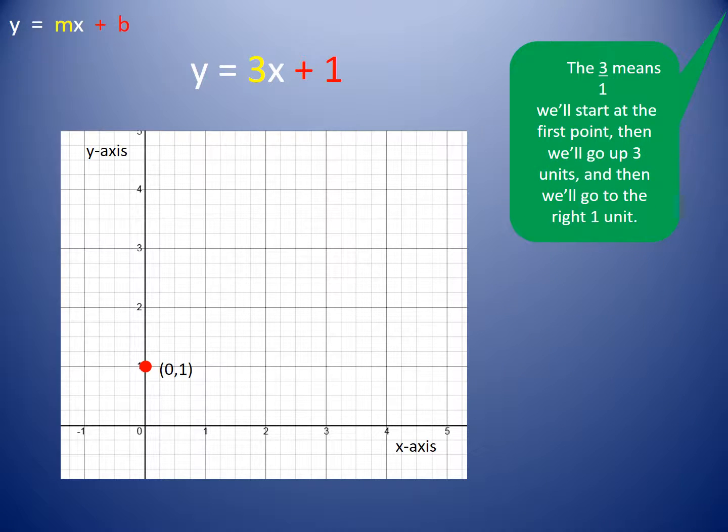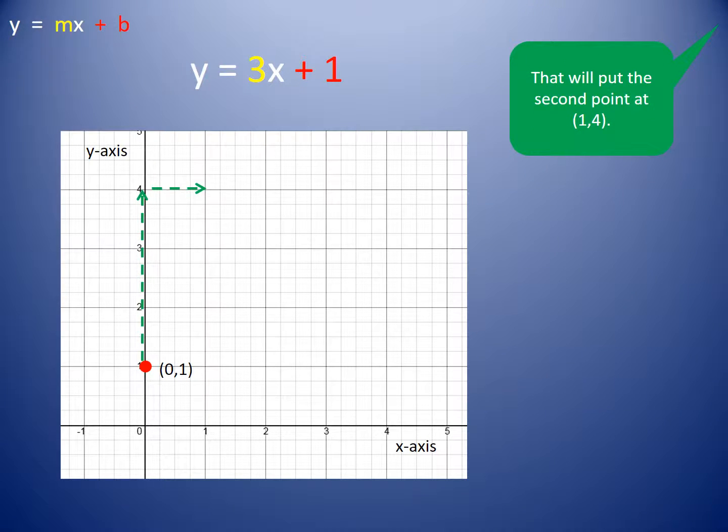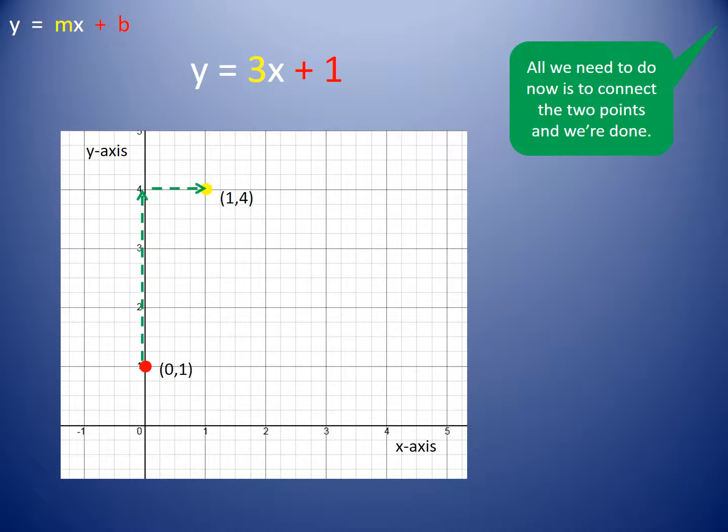The 3 over 1, and remember the 3 over 1 is the rise over the run, means we'll start at the first point, go up 3 units, and then go to the right 1 unit. That'll put the second point at the coordinates (1, 4). Now all we have to do is connect the 2 points, and we're done.